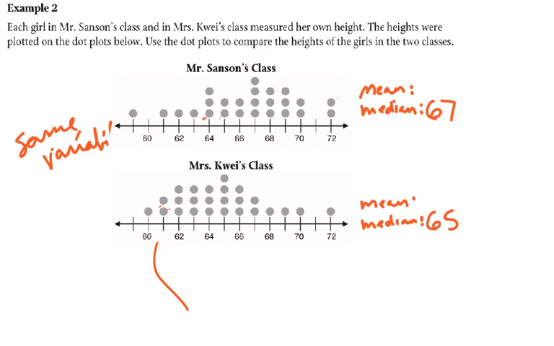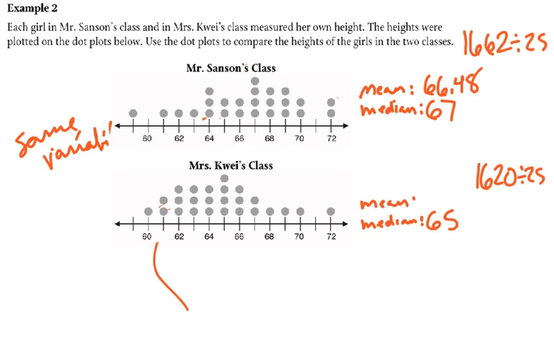Okay. So Mr. Sanson's, I get a total of 1,662. Okay, we divide that by 25 students, and we get 66.48 for the mean. Now let's do it for Mrs. Quay's class. And we get a total of 1620, which we also divide by 25, giving us 64.8. So again, definitely we have a shorter class in Mrs.